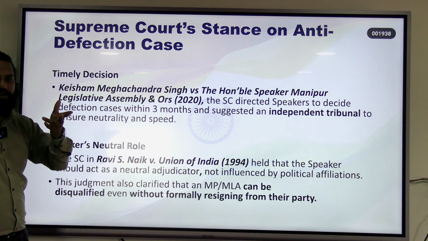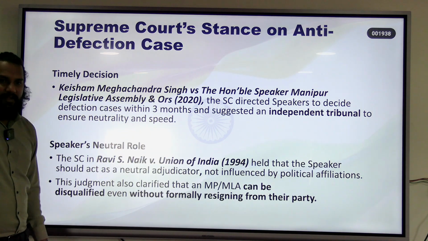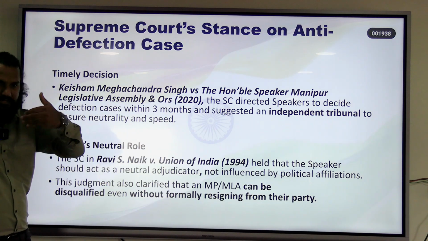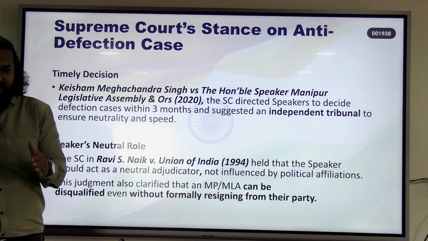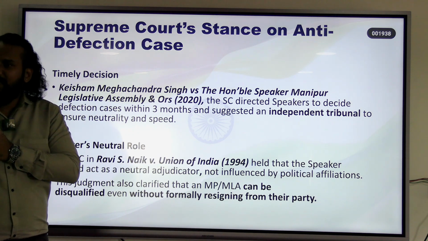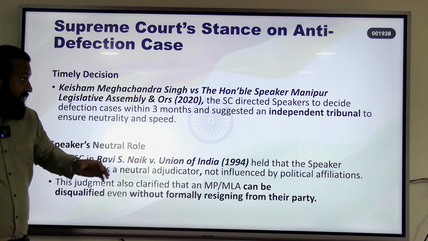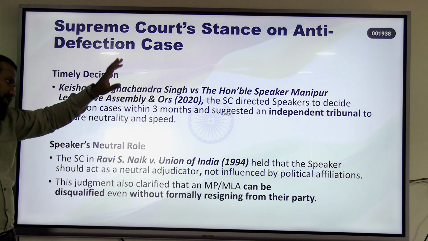Neutrality and speed should be there. Why? Because the speaker is busy with other day-to-day work of the assembly. So an independent tribunal should be established. That tribunal will investigate the case of defection. So that was the judgment given by the Supreme Court in this case.